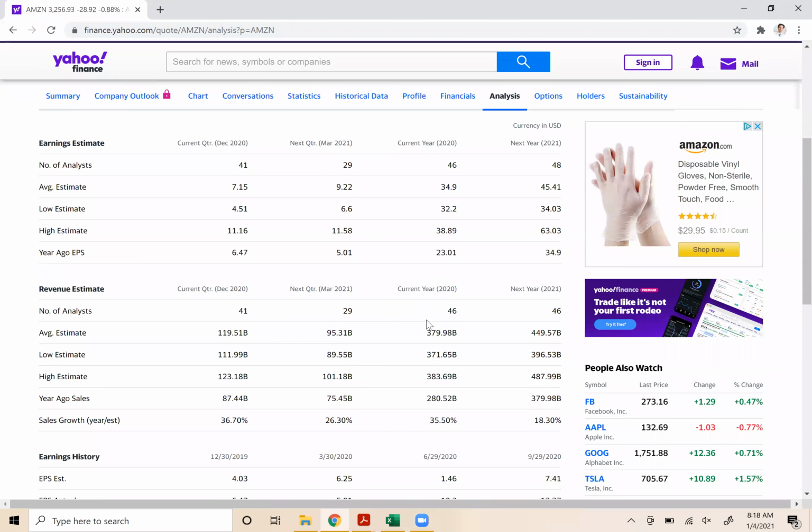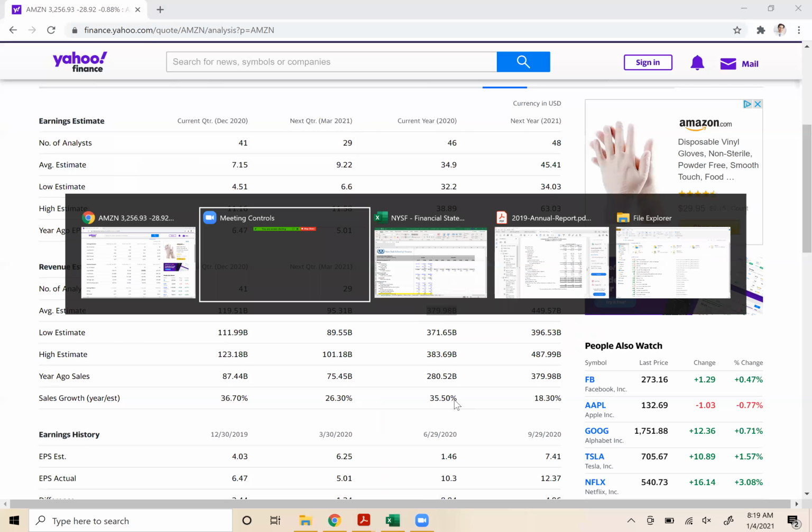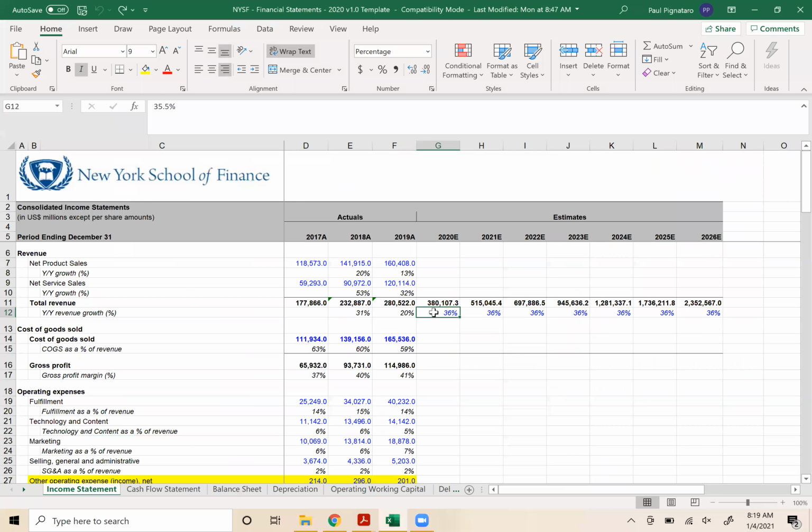It's amazing, very powerful. They say that on average, next year's revenue, 2020, should be $379 billion, an average of 35.5% growth. So I said, okay, let me enter 35.5% growth. Now, one thing I didn't tell you is that I tried to project the individual line segments, to see how that revenue breaks out between the two. And I just couldn't get any information on the growth of net product sales versus net service sales.